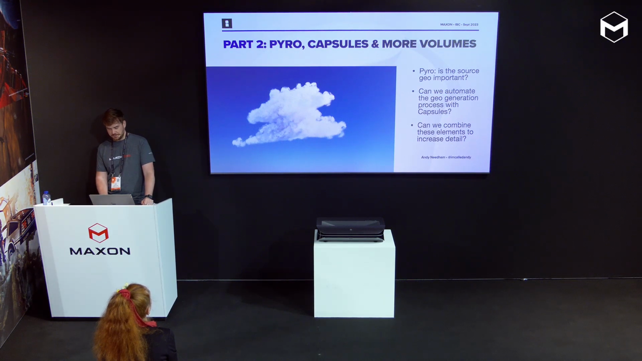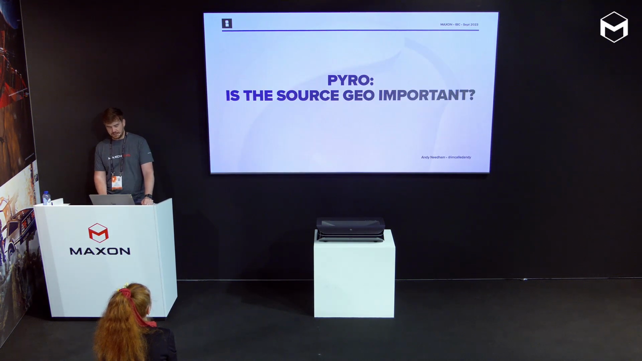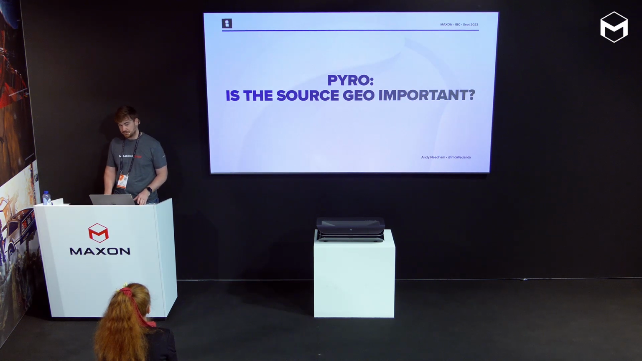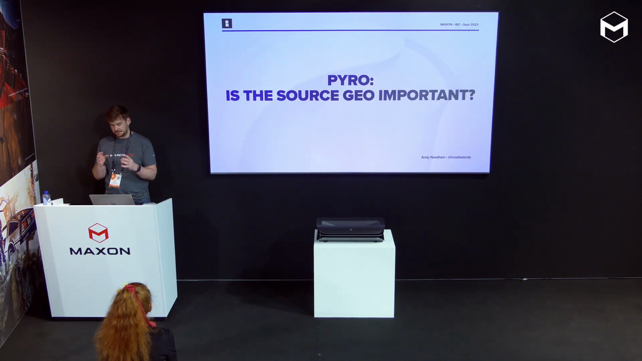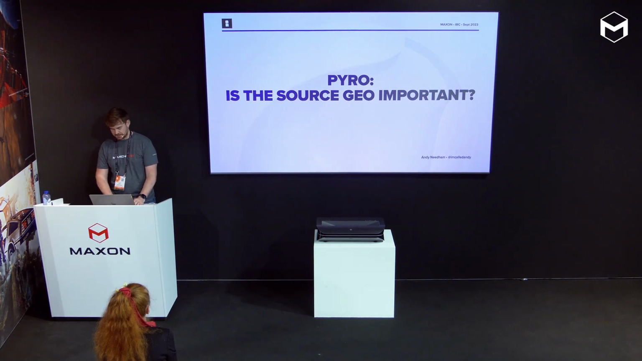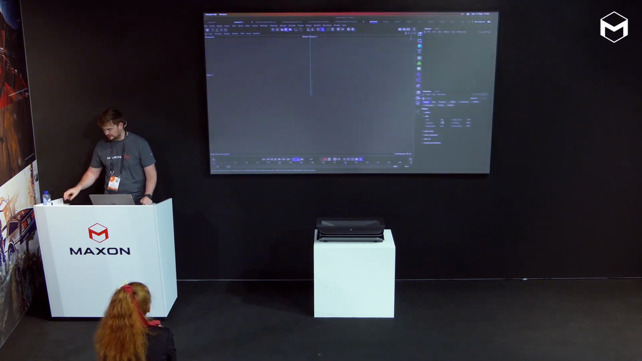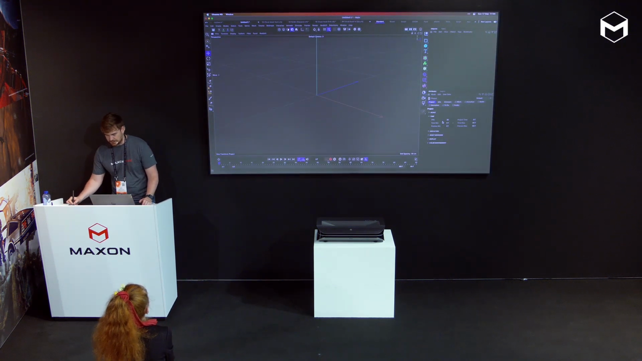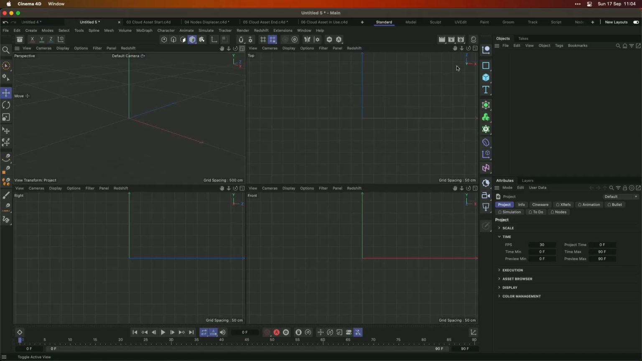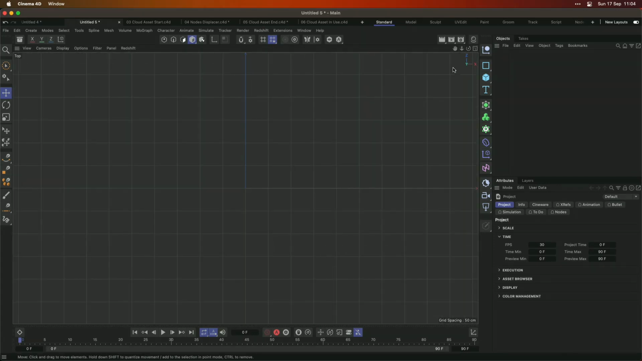The first one being, is the source geo important? Because we had previously a proper fully fledged form. Let's just see if we can do it with something a bit more simple. And we'll go into Cinema 4D. What I'm going to do is just come into my top view, because what I want to do is just draw out the footprint of the cloud.